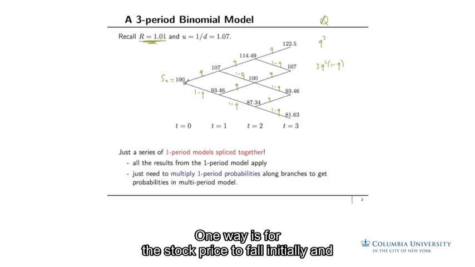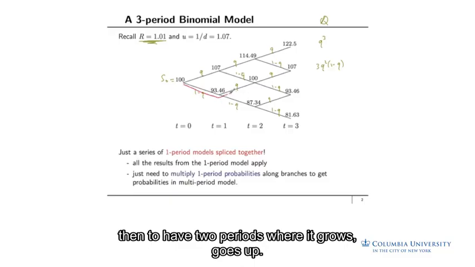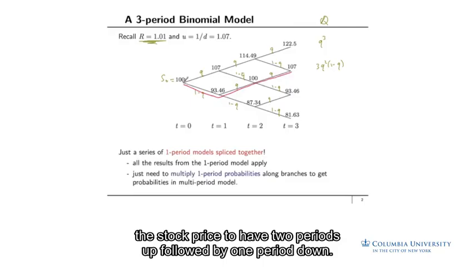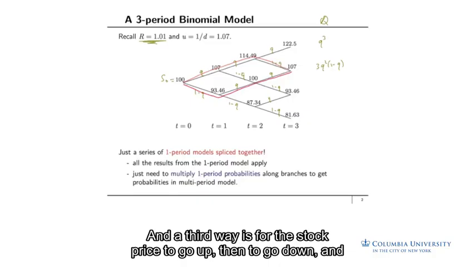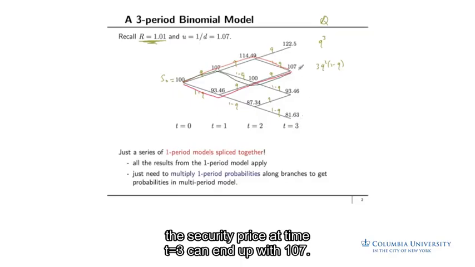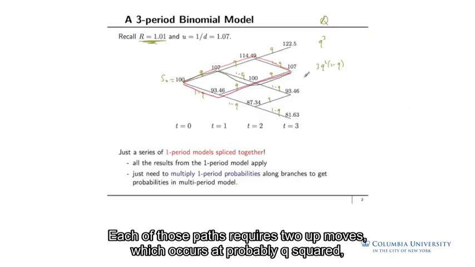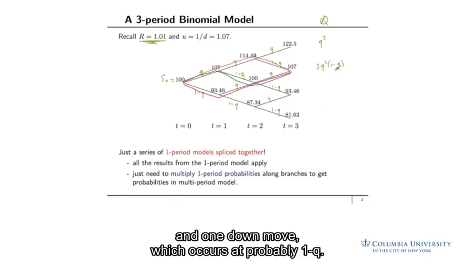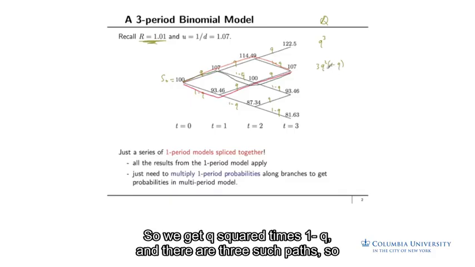One way is for the stock price to fall initially, and then to have 2 periods where it goes up. A second way is for the stock price to have 2 periods up, followed by 1 period down. And a third way is for the stock price to go up, then to go down, and then to go up again. So there are 3 such paths through the model where the security price at time t equals 3 can end up at 107. Each of those paths requires 2 up moves, which occurs with probability Q squared, and 1 down move, which occurs with probability 1 minus Q. So we get Q squared times 1 minus Q, and there are 3 such paths, so we get 3Q squared times (1 minus Q).